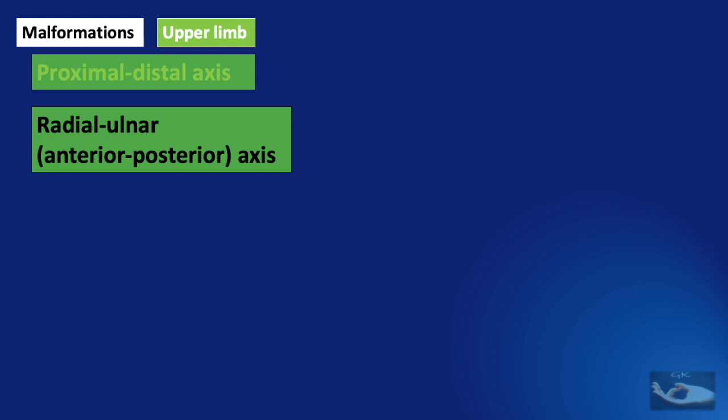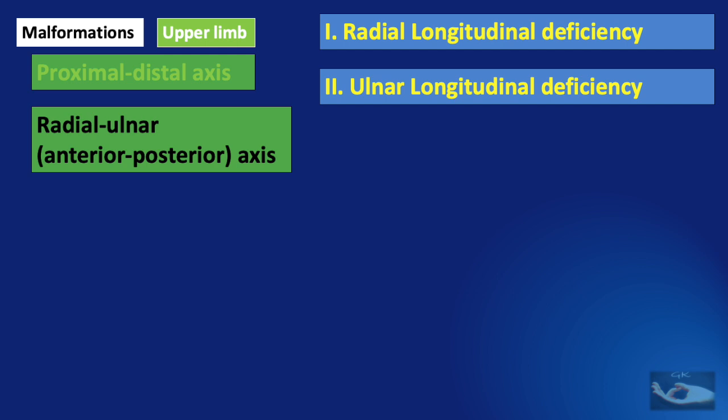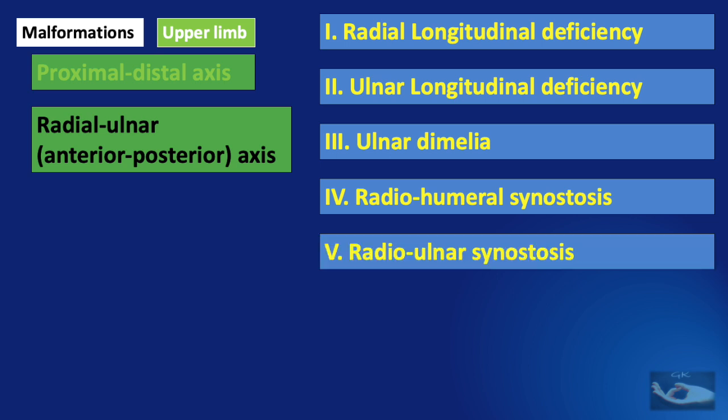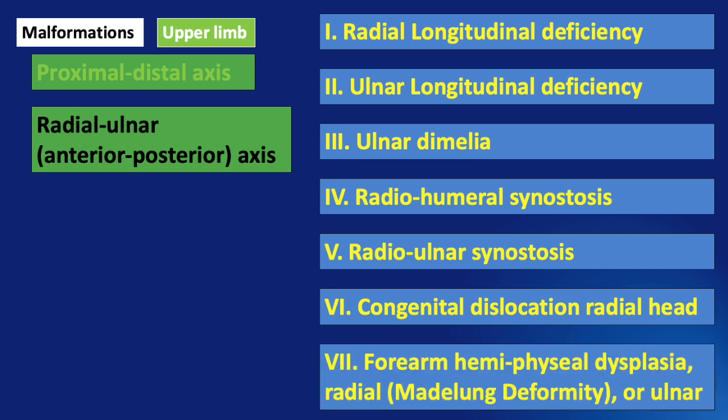So after considering malformations of the upper limb in the proximal distal axis, we shall now consider the malformations occurring in the radial ulnar or anterior posterior axis. There are 7 categories of malformations that can occur in this axis: radial longitudinal deficiency, ulnar longitudinal deficiency, ulnar dimelia, radiohumeral synostosis, radio-ulnar synostosis, congenital dislocation of the radial head, and forearm hemiphyseal dysplasia, which could be radial or ulnar.